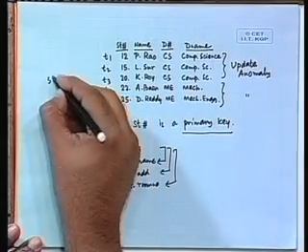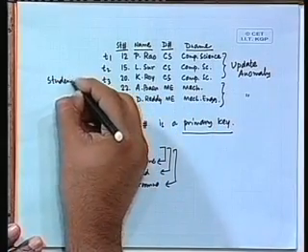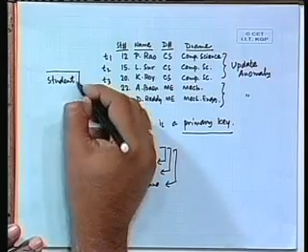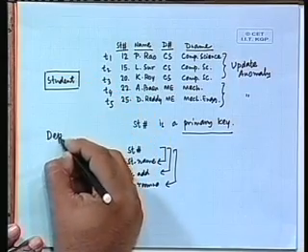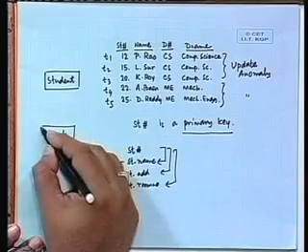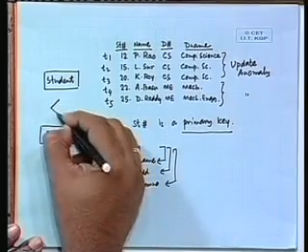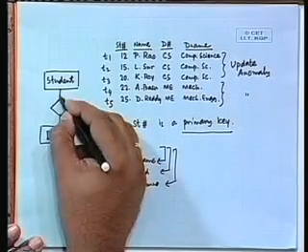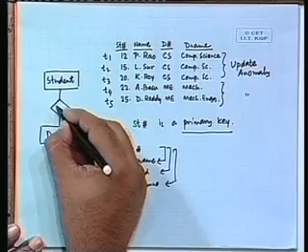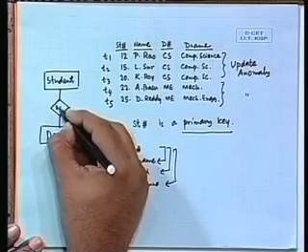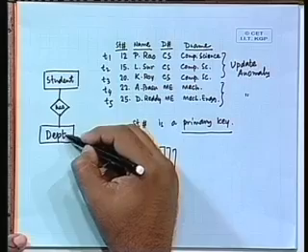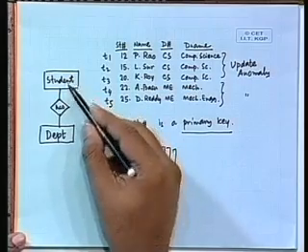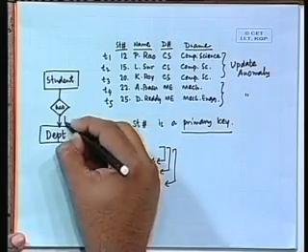So, let us draw once again, this is student, this is department, so department has students. Now, one department can have many students, but a student should have only one department.